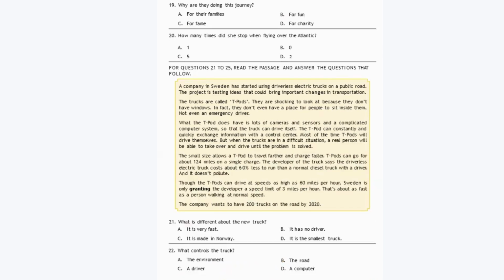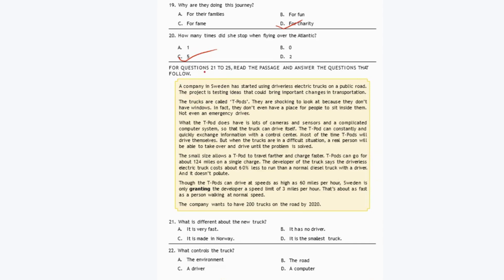Now, the next question is, why are they doing this journey? They are doing this journey for charity. So it should be option D. How many times did she stop when flying over the Atlantic? She had to stop about 5 times. So it should be option C. Now, this completes your first passage. Let's go to the second passage.